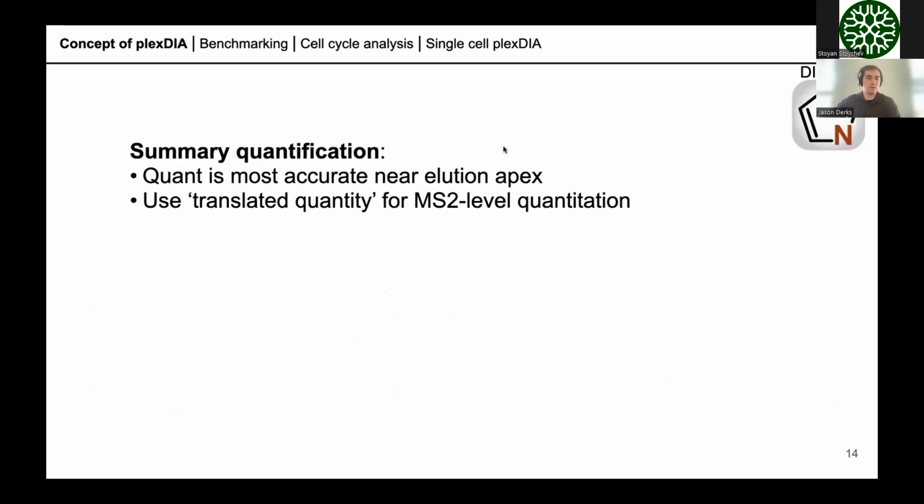So to summarize this, we found that quantifying precursors at the apex gives the highest accuracy. We found that we can use a translated quantity to improve MS2 level quantitation.